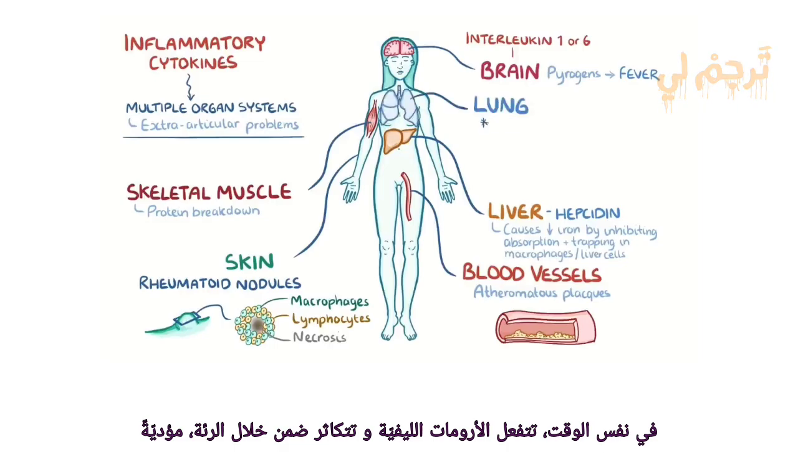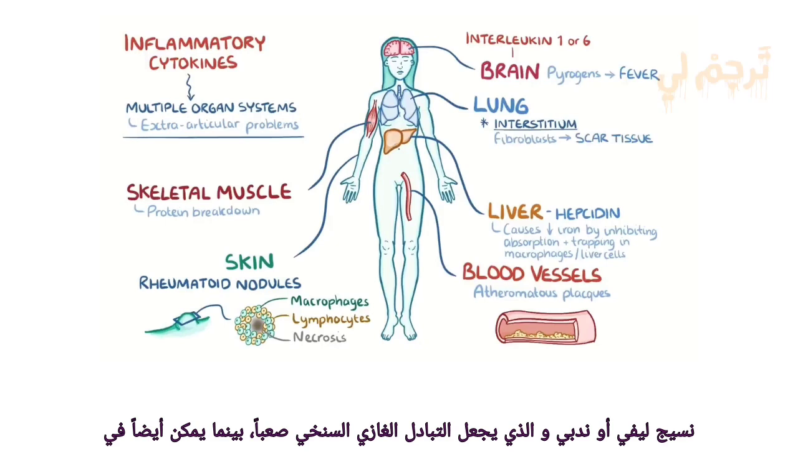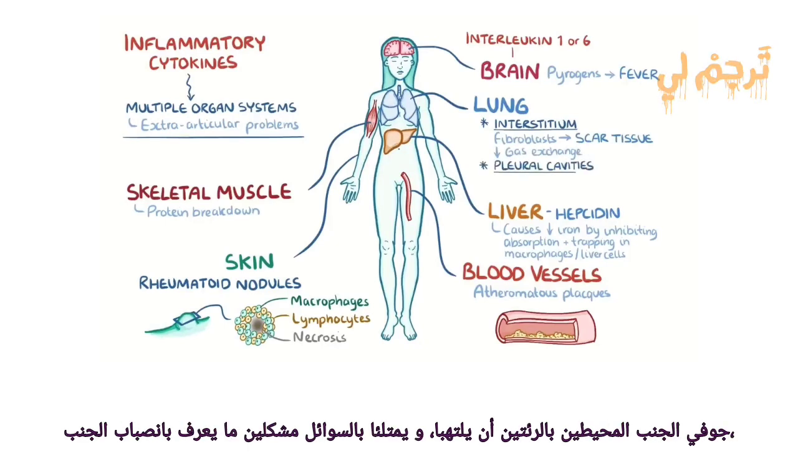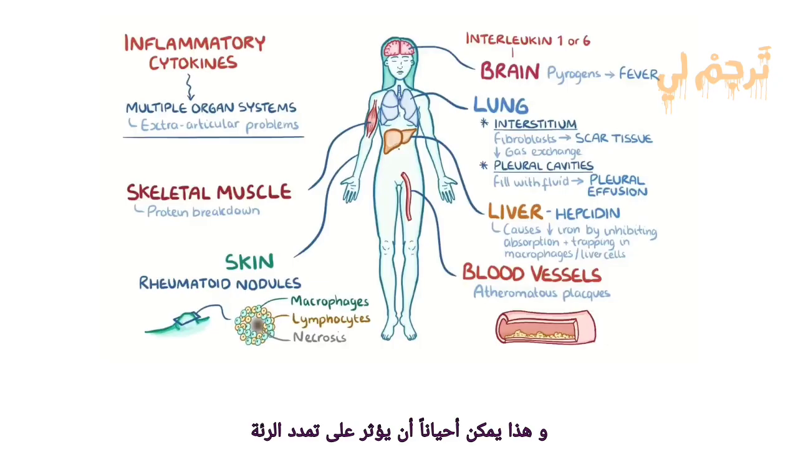Meanwhile, within the lung interstitium, fibroblasts get activated and proliferate, causing fibrotic or scar tissue that makes it harder for the alveolar gas exchange. Also, the pleural cavities surrounding the lungs can get inflamed, and they fill up with fluid, known as pleural effusion, and this can sometimes mess with lung expansion.